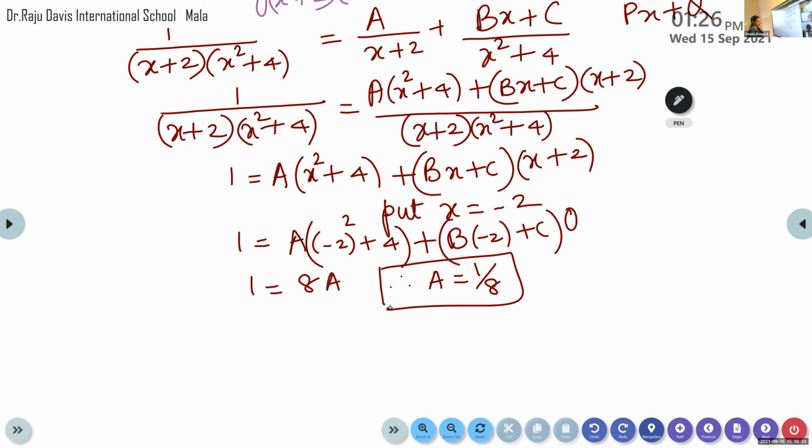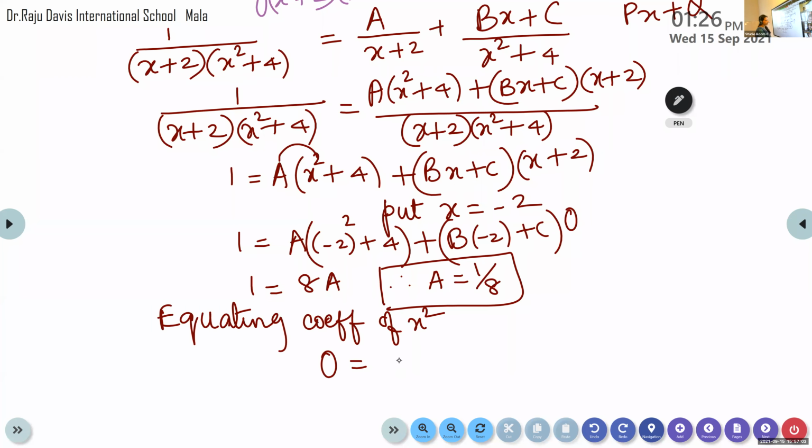So listen children, here we are using the method of equating the coefficients. I'm going to equate the coefficients of x square. In LHS, we don't have an x square term. In LHS, no x square term is there. So we can write 0 is equal to. If you take RHS, here we have ax square. So we will get the coefficient as a.